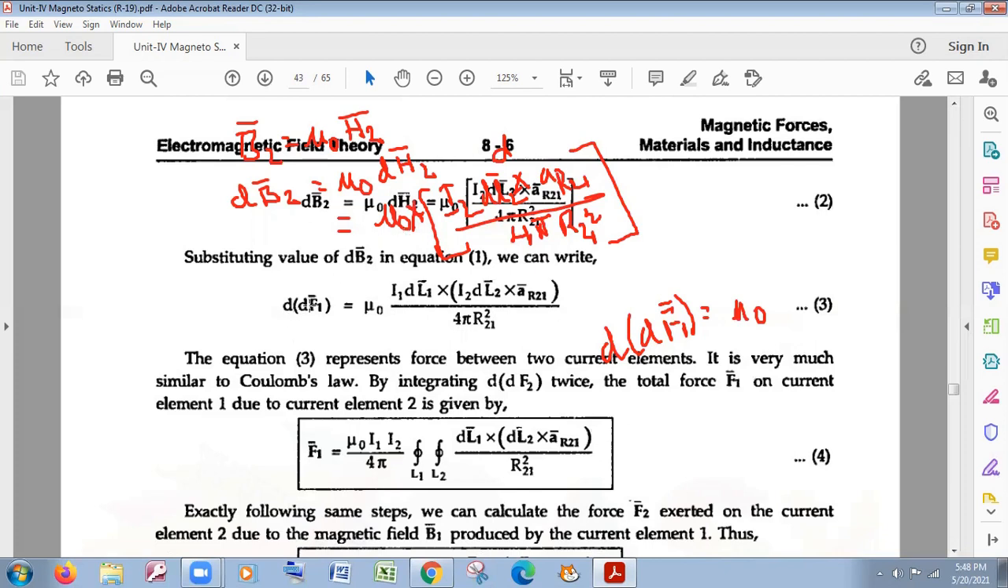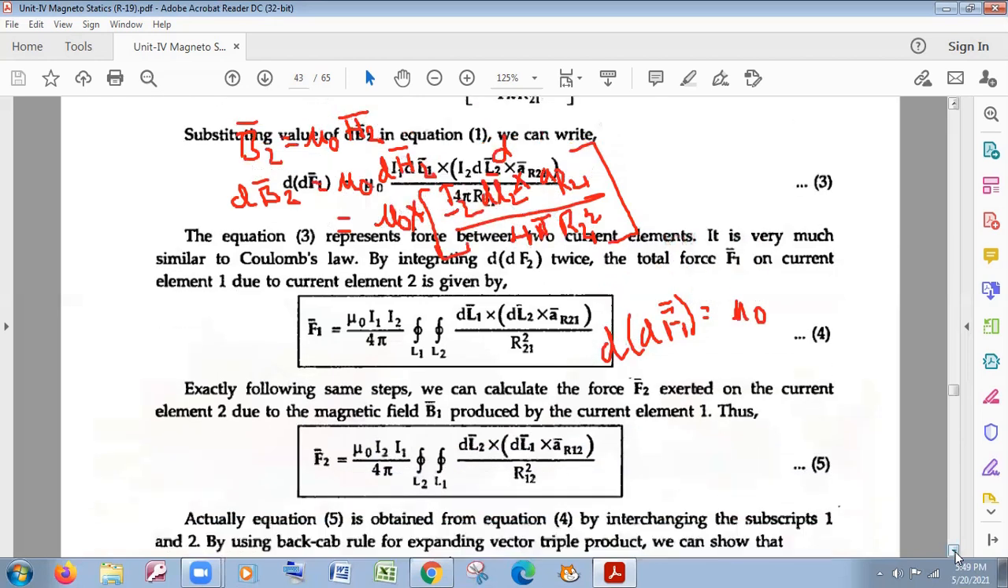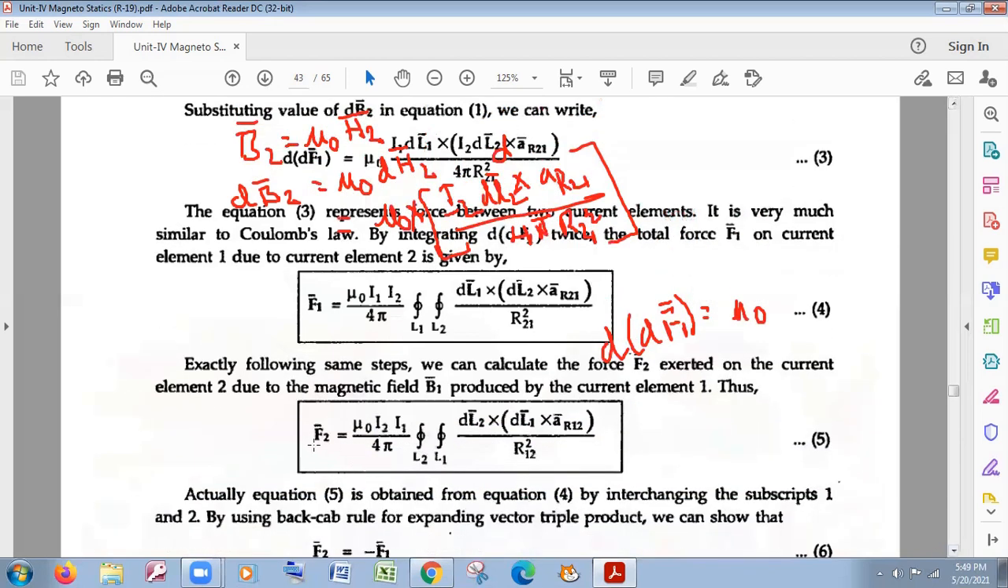Now there are two differential elements here, which means two integrals: one for dL1 bar and the other for dL2 bar, with respect to L1 and with respect to L2. The remaining part is a constant. F1 bar is equal to mu naught I1 I2 by 4 pi, integral over L1 and integral over L2 of dL1 bar cross dL2 bar cross aR21 by R square. That is the force from 2 to 1.